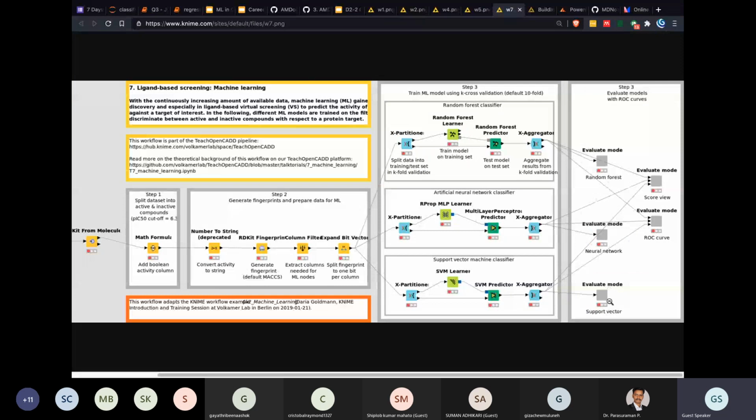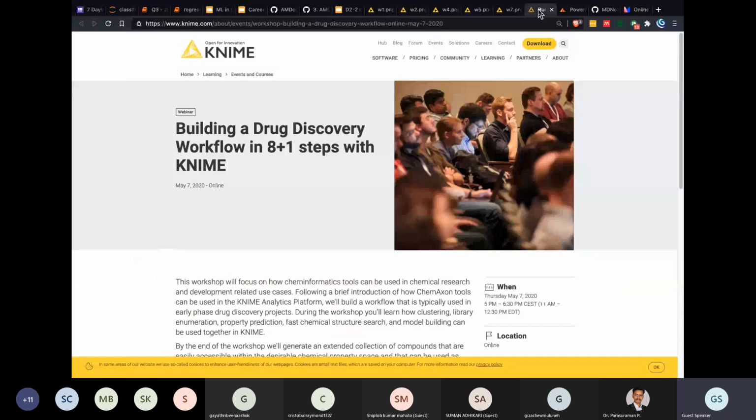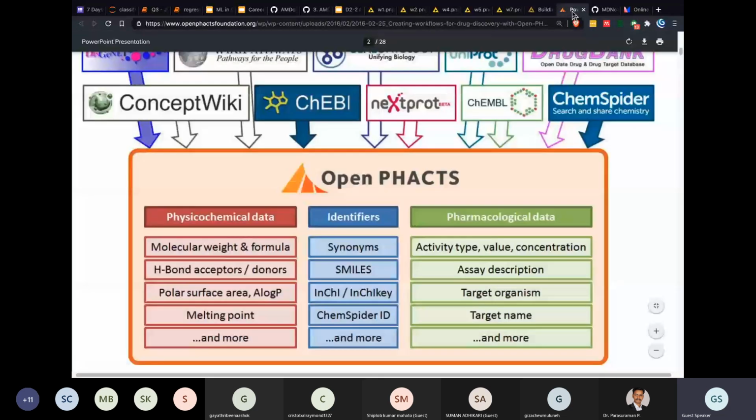Now, how to make use of this model? It's a different step. That is called deployment, which I had already shown you yesterday, but I'll focus on it again today. Yes, this is another project from KNIME. It is called Open Facts.